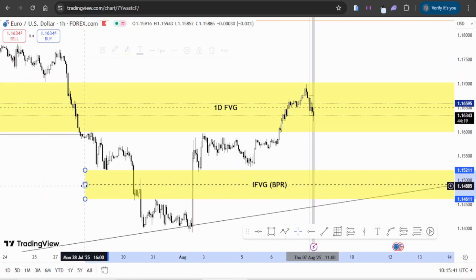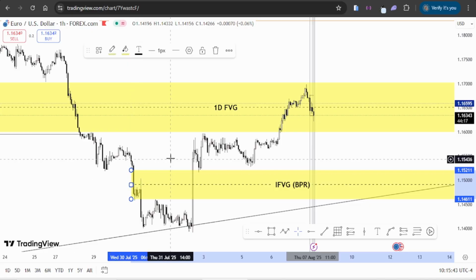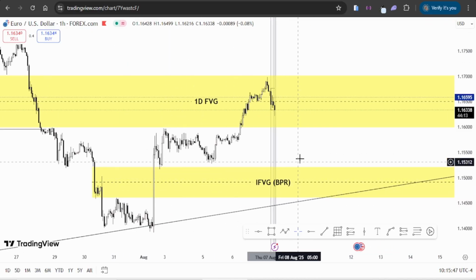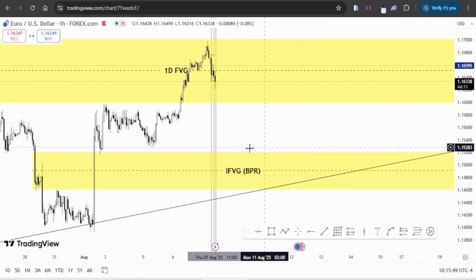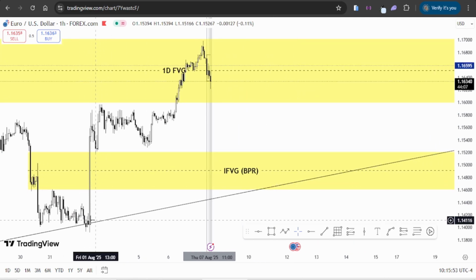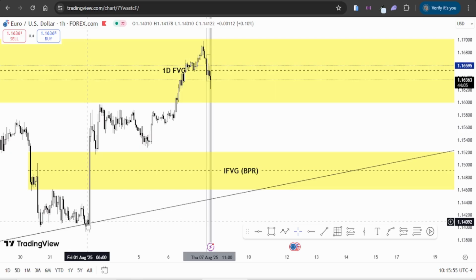So this is our balanced price range and our support level. See this fair value gap, see this fair value gap.